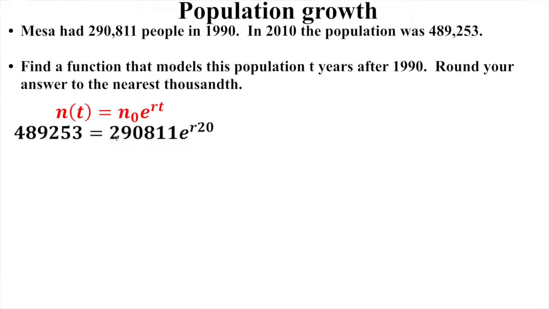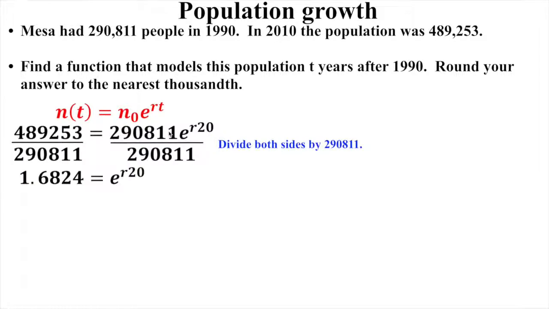Now what we're going to do is solve this equation for r. That's what we're trying to find. So we're going to solve this one just like we were solving our other problems that we previously did with compound interest. First thing we have to do is isolate this quantity here, this e raised to the r 20. So we're going to divide both sides by our initial amount. Divide both sides by that, I end up with this 1.6824. And again, we want to try to keep it out. If I'm not pressed for space, I'm probably going to go out about 5 or 6 decimals just to be on the safe side.